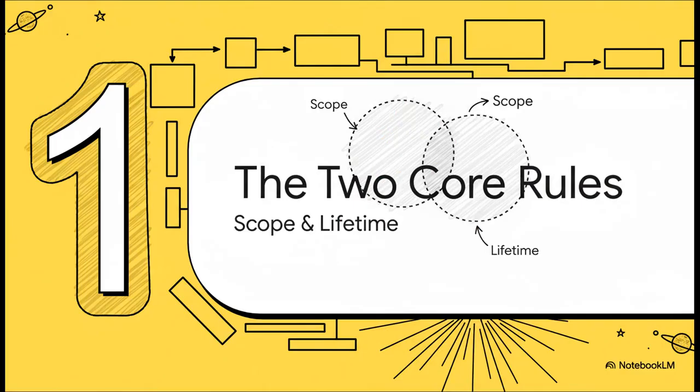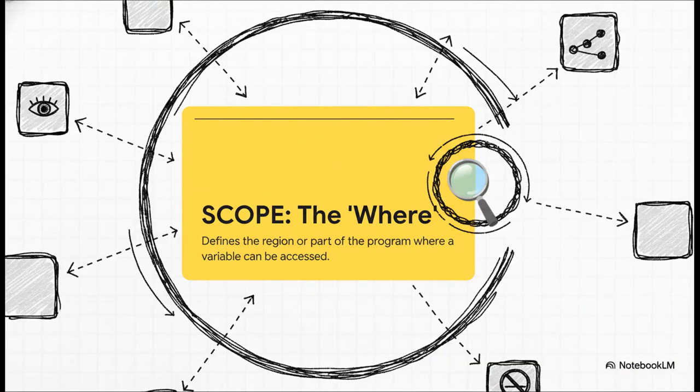Okay, before we dive into the keywords themselves, we need to get a handle on the 2 core rules that govern everything. These are scope and lifetime. Honestly, you can think of these as the laws of physics for your variables. First up, we've got scope, and scope is all about visibility. The easiest way to think about it is this. From where you are in your code, can you see this variable? Can you use it? For example, if you declare a variable inside a function, its scope is stuck inside that function. You just can't see it or use it from anywhere else.